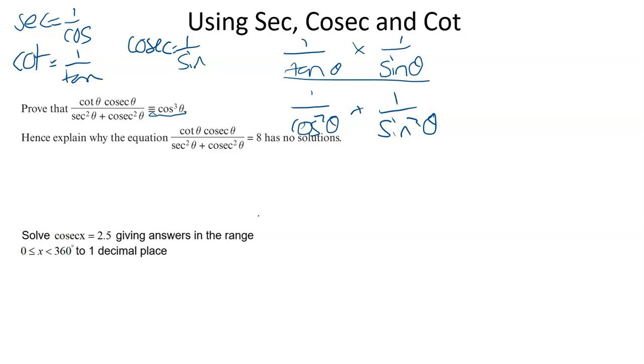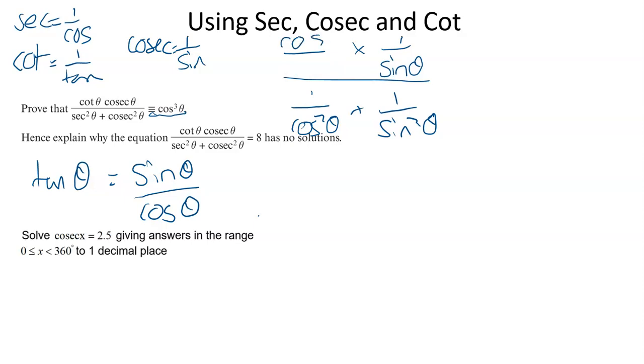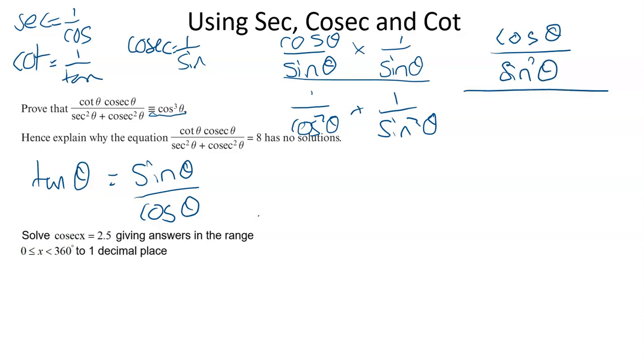So, first of all, we know that tan theta is sine theta over cos theta. So we can replace this with sine over cos. I think that's a good idea. So we've got cos theta there, and we've got sine theta underneath. And we can just put these two together into one fraction. Cos times 1 is just cos over sine squared theta, because we're timesing them together.